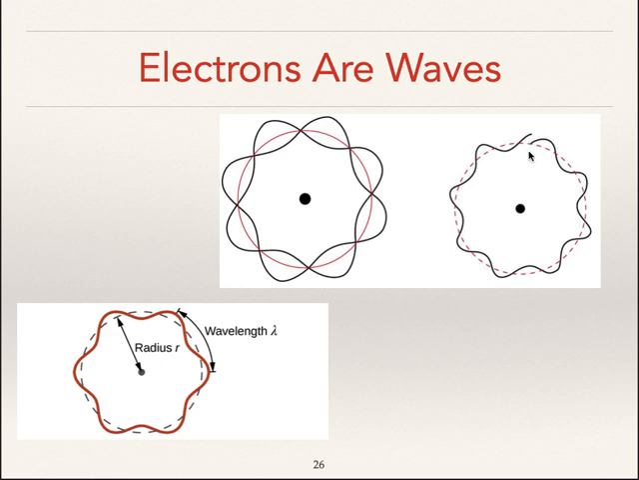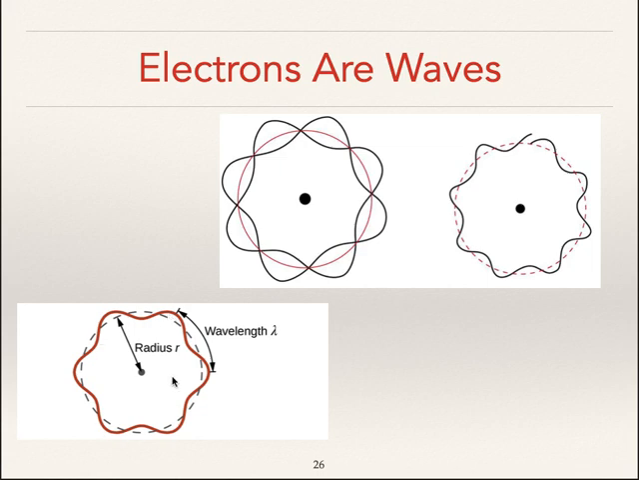And the idea here is that this is not allowed, right? Because these don't match up. This is allowed because if you start right here and you go all the way around the ring and you come back, boom, they match up, right? And then here's another picture of that, indicating wavelength here, right? So this is the way we're thinking about electrons now.